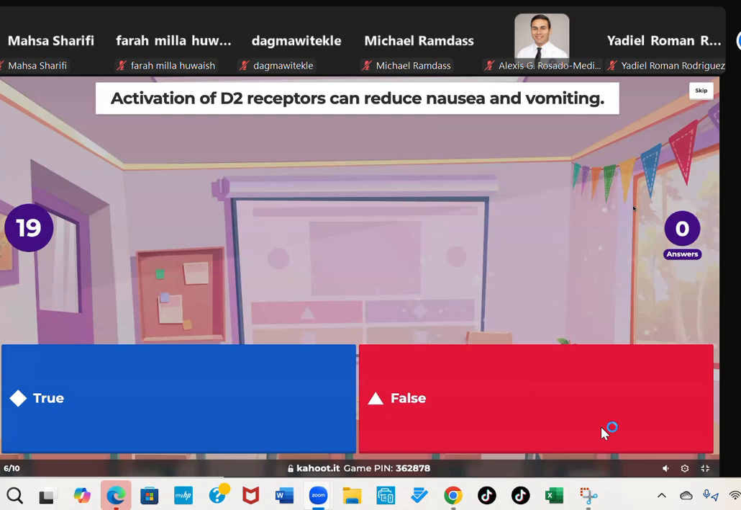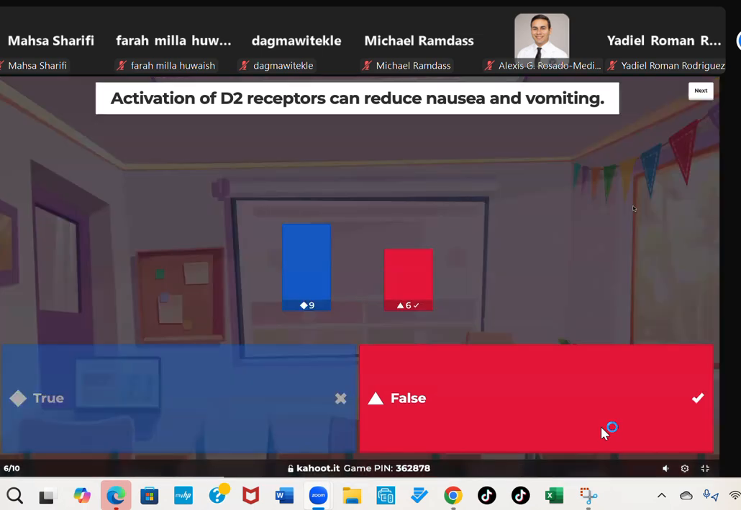All right. So this statement has a lot of things involved. Activation of D2 receptor can reduce nausea and vomiting. Is it true or not? Okay. Now, this is an example. This statement seems very straightforward. There's an involvement of a receptor, there's a pharmacological action, activation, and then there's a pharmacological effect. Is it reduce or increase, right?